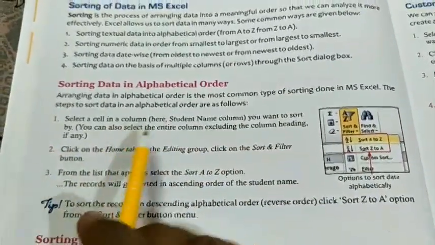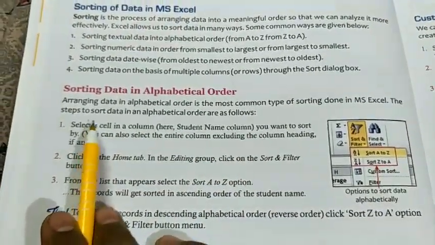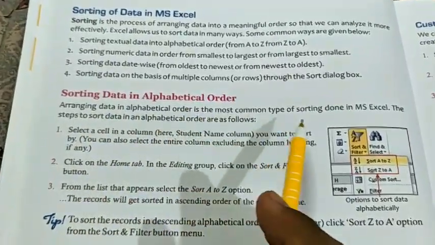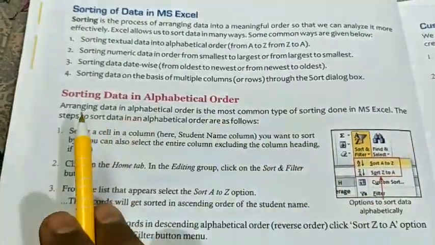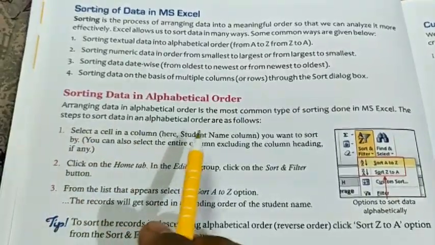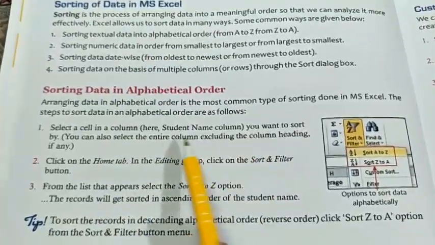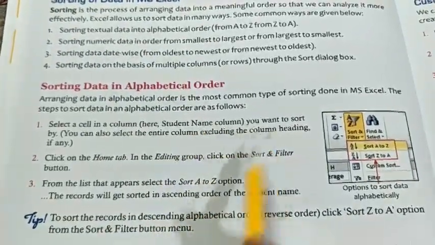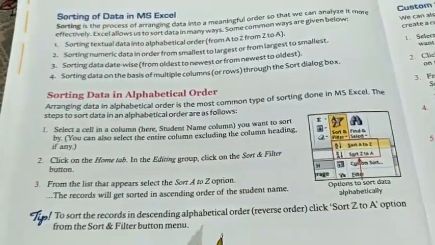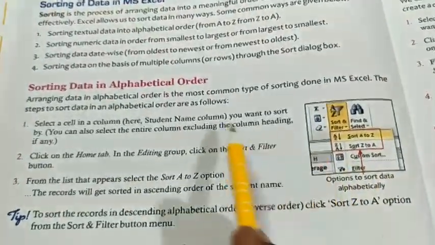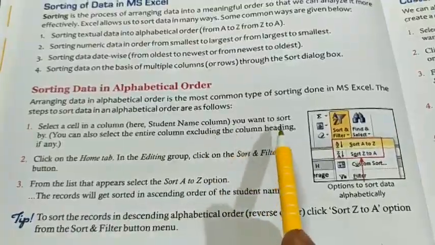Okay, first, arranging data in alphabetical order is the most common type of sorting done in MS Excel. The steps to sort data in alphabetical order are as follows. Select the cell in a column. Here, the student names column, where you want to apply the sorting. Obviously, in the student names column. So first you select the student names column.